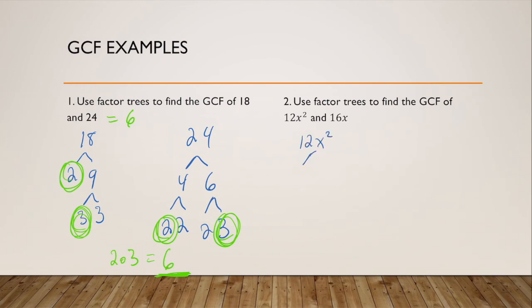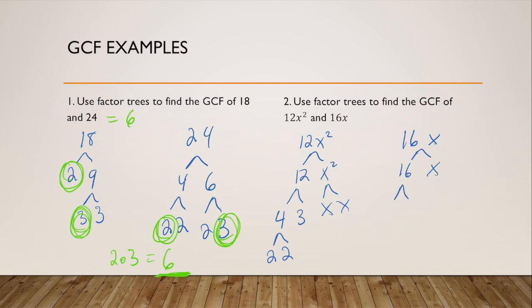We're still going to make factor trees, but we're going to break apart our variable portion as well. So instead of 12x squared, I'm going to factor that into 12 and an x squared. x squared is 2 x's. 12 is 4 times 3. 4 is 2 times 2. 16x factors into a 16 and an x. 16 is 4 times 4. 4 is 2 times 2. Break both those 4's up. Now everything ends in a prime or a variable of degree 1.